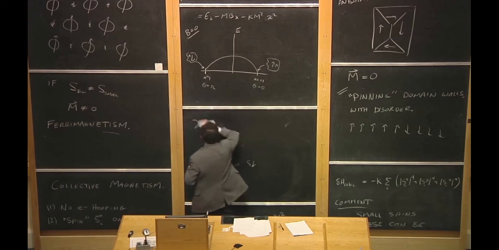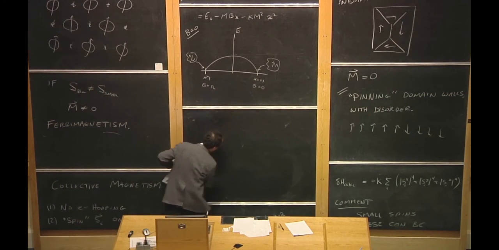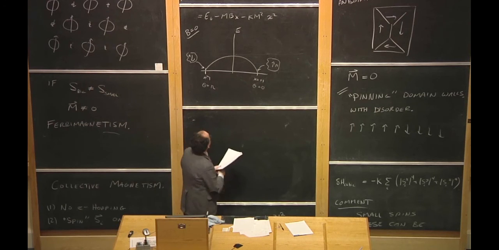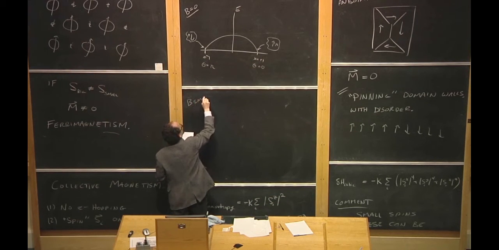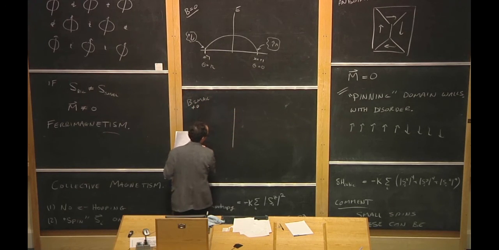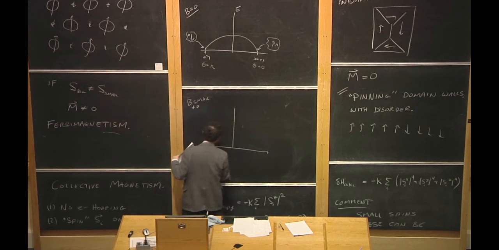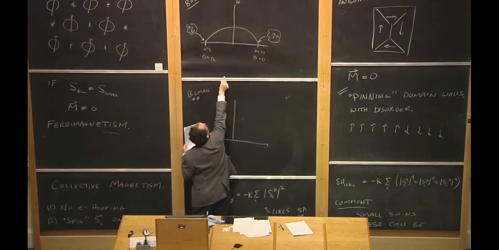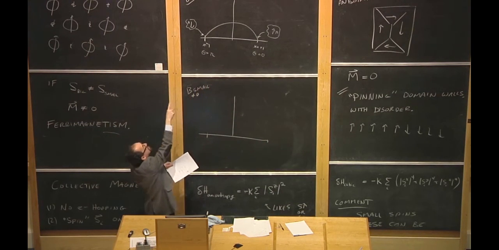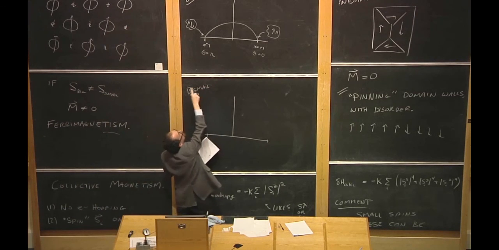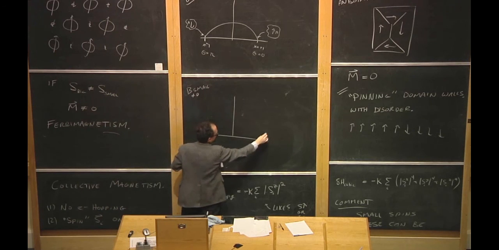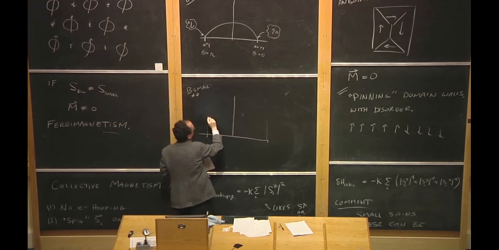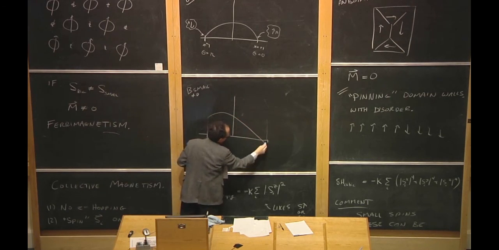Okay, now let's add a non-zero magnetic field. So now we'll let B be small, but not equal to 0. So now let's replot. Again, we have a parabola. It's still quadratic, but the parabola is now shifted because of the linear term in the energy, so that the peak of the parabola will not be in the center anymore. It will be off center. So we'll get a parabola that looks like this.